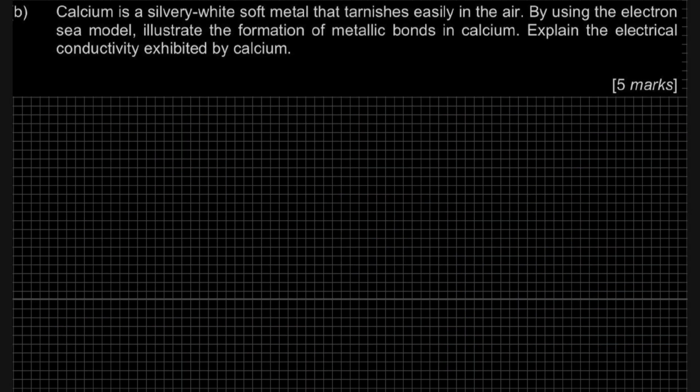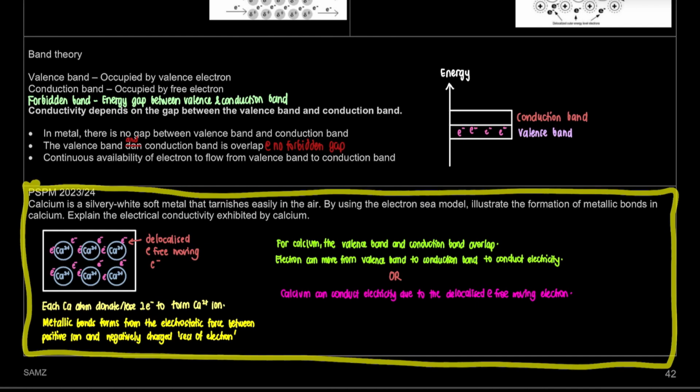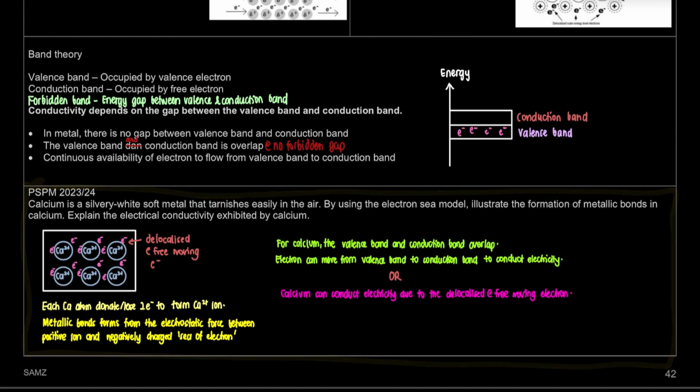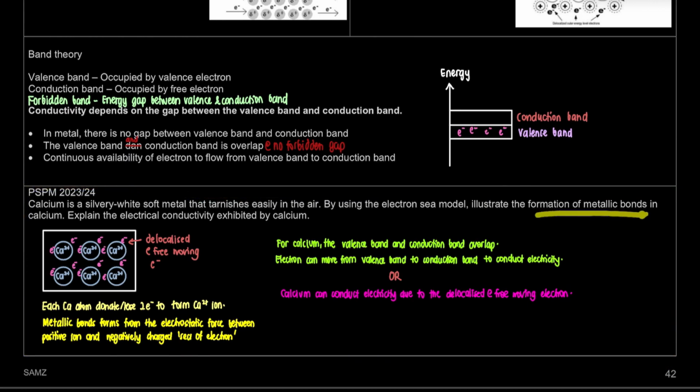Okay. Question B. Calcium is a silvery white soft metal that tarnishes easily in the air. By using the electron sea model, illustrate the formation of metallic bond, and explain the electrical conductivity exhibited by calcium. So this question I have discussed in a video, where this is the answer or the explanation. I'm just going to link the video in the description, so you can refer back to the video itself on how to answer this question. They did ask about the formation of metallic bond in terms of the electron sea model, so you have to draw. Again, please refer to the link in the description, where I'm going to go straight to the timestamp where I've discussed the question itself. Question C.